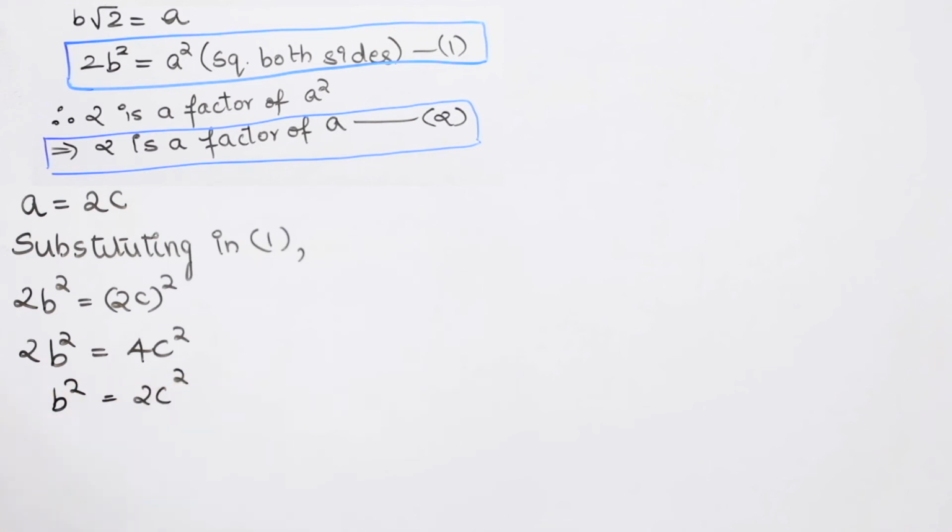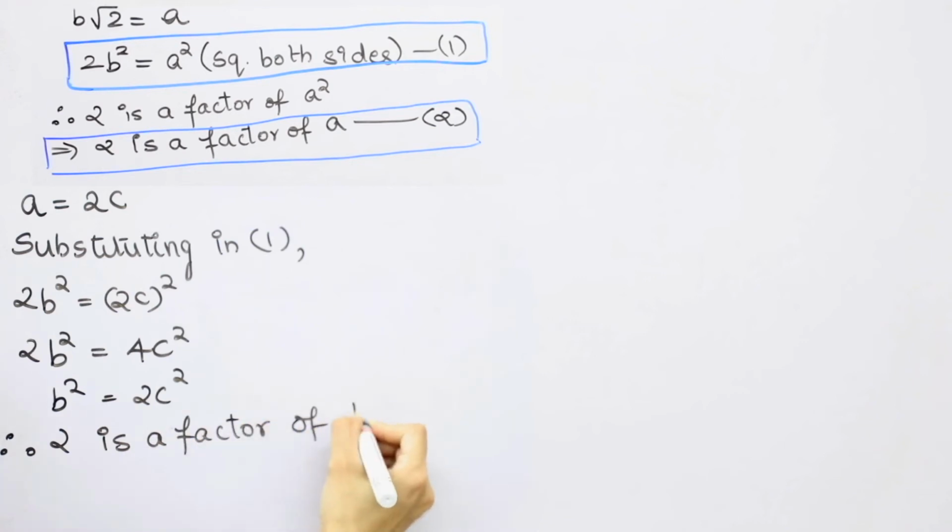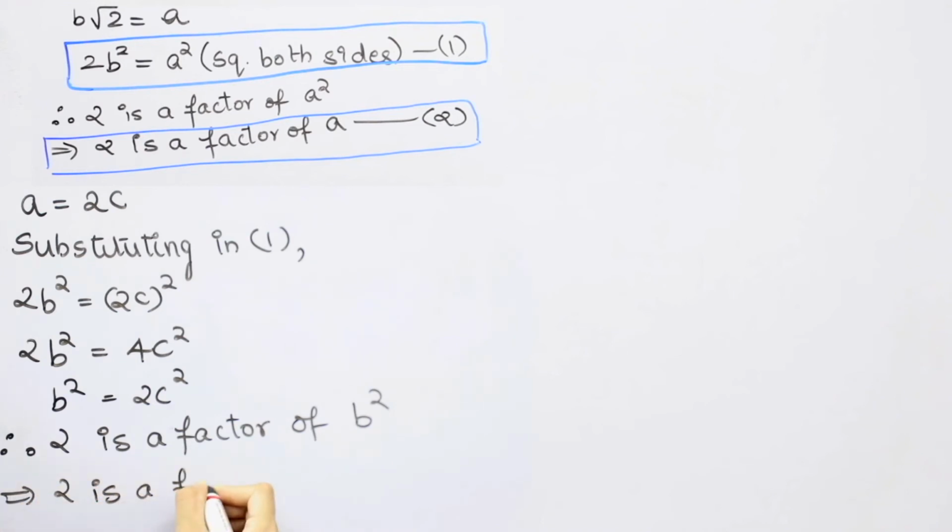So b square is equal to 2 into some number. Therefore, 2 is a factor of b square. If 2 is a factor of b square, 2 is also a factor of b. And this is from the same theorem. If a prime number divides a square, then it also divides a. So this becomes our statement 3.